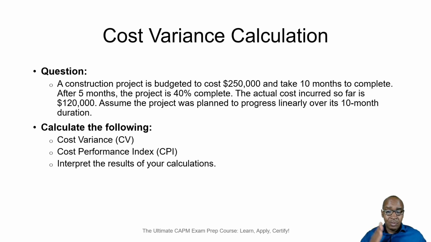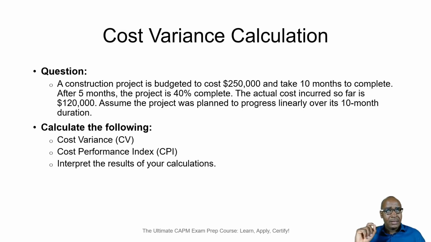What we are saying here is that we want you to assume that you're going to incur costs in a linear manner over the 10-month period, or your costs would be incurred in equal measure as the project progresses. We ask you to calculate the following. You have your cost variance, your cost performance index, and we ask you to interpret the results of the calculation.